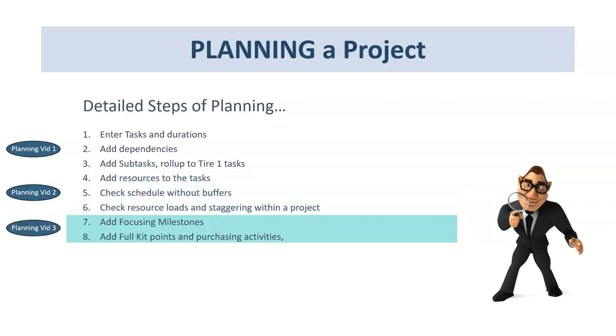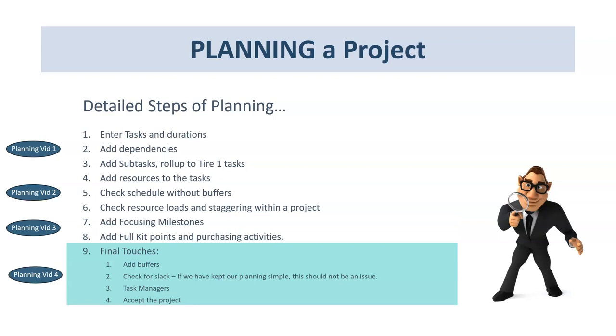In our last video, we talked about adding some focusing milestones as well as preparation points and how to model some longer purchasing activities. And in this video, I want to just do some final touches on the plan. We're going to add buffers. We're going to check for slack, which is possibly a new term, but we'll talk about that a little bit. And then we're not going to enter task managers here, but I'll talk about it a little bit, and we'll accept the project for execution. Okay, let's go to Concerto.